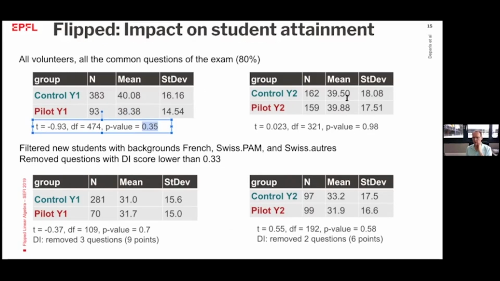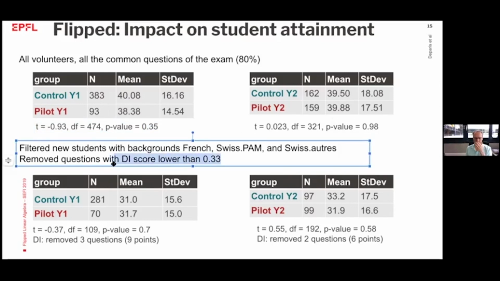And in year 2, the difference is even lower. We removed the questions with a discriminatory index lower than 0.33. Usually you would like questions that are easy and those that are more difficult, and you expect that the good students answer the difficult ones correctly, or most of them, and almost everyone answers the easy ones correctly. Well, there are questions where the weaker students answer correctly and the good ones do not, and we remove them from the statistics, because this may be a sign that the question is not so well designed. Anyway, we decided to remove those.